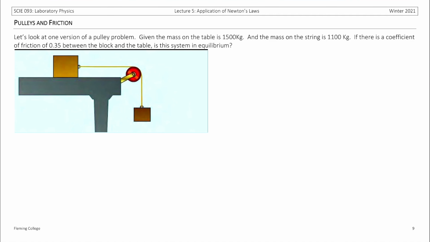Let's consider two blocks with mass connected by a string and pulley, and the block on the table now experiences friction. The coefficient of friction between the block and the table is 0.35. And this question asks us, is the system in equilibrium? We'll go through the same process again. Let's begin with our free body diagrams. I'm going to call the block on the string block B and the block on the table block A.